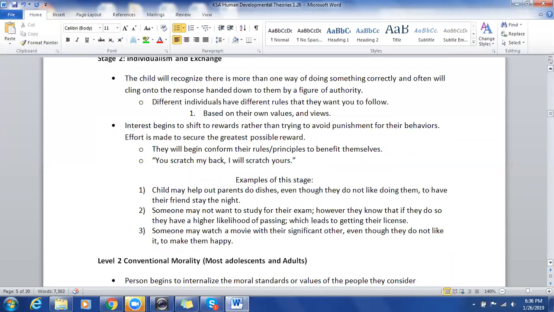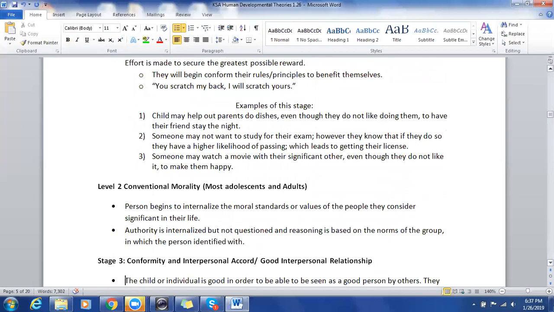So 3 examples. A child may help out their parents by doing dishes, even though they don't like doing them, to have their friends stay the night. Second, someone may not want to study for their exam. However, they know if they do so, they'll have a higher likelihood of passing, which leads them to getting their license. The third one, someone may watch a movie with their significant other, even though they don't like it, to make them happy. Doing things just so that they can get a reward.